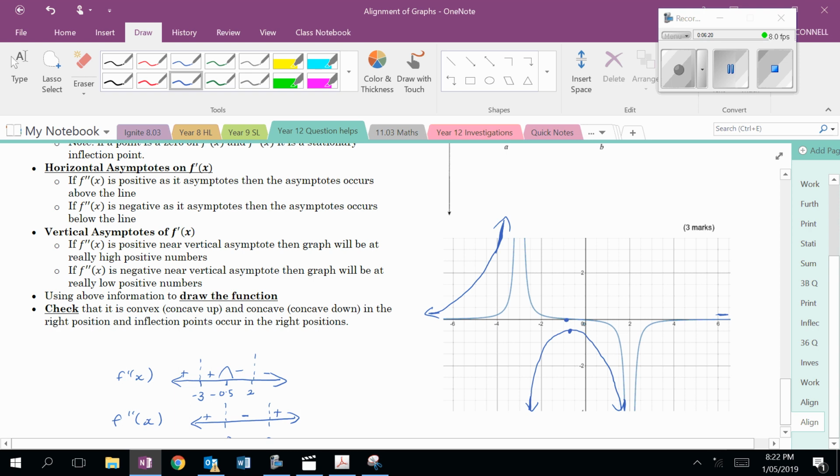Now then, on the right of 2, the second derivative is positive, so it'll be at really high numbers. It'll come down and it will asymptote above the x-axis. And I probably should just add in these vertical asymptotes here, just to indicate that I know they're there. And that's this other process done.